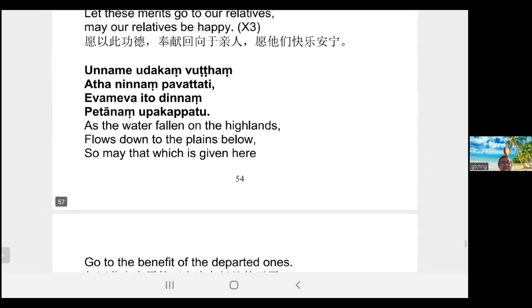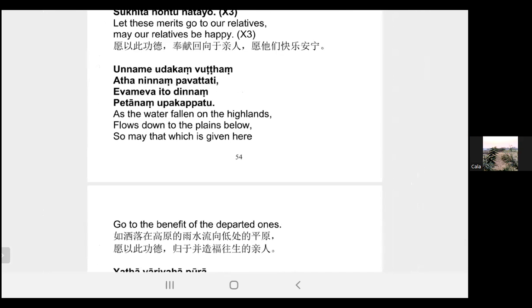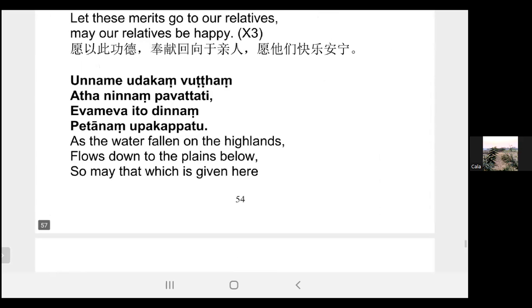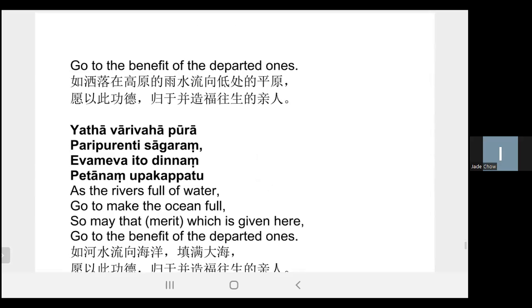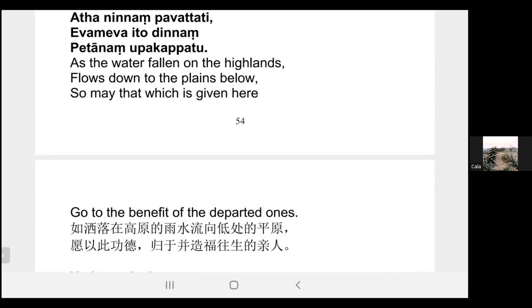Okay. Next one. This is our family. Okay. Udam me udakam udam ataniyam awatati ewa mewa ito dinam betanam kapatu. As the water fallen on the highlands flows down to the plains below, so may that which is given here go to the benefit of the departed ones.